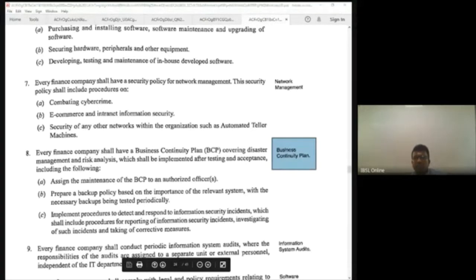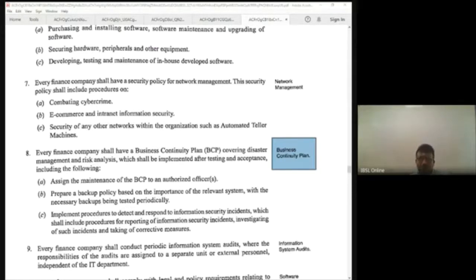Okay. You have heard something called DR sites. Have you heard something like that? Say yes or no. Have you heard or not? Okay. Right. So in banks, we have something called a disaster recovery site.